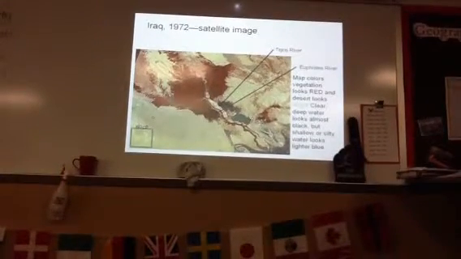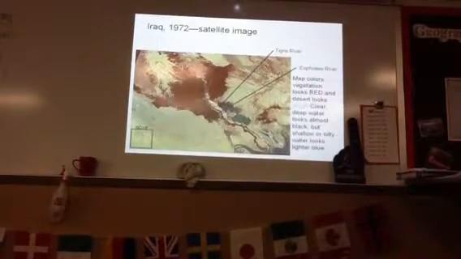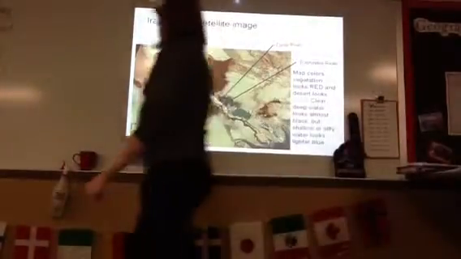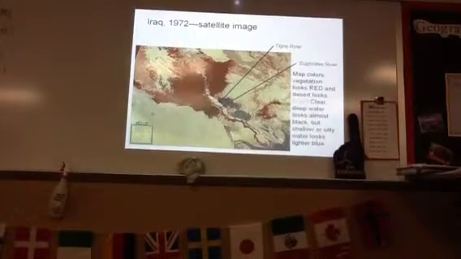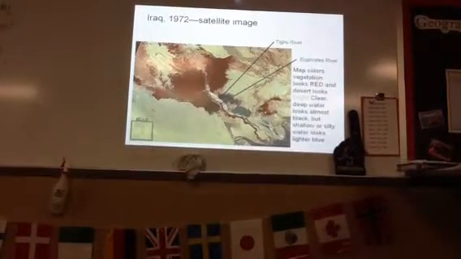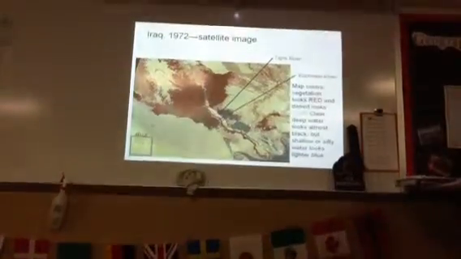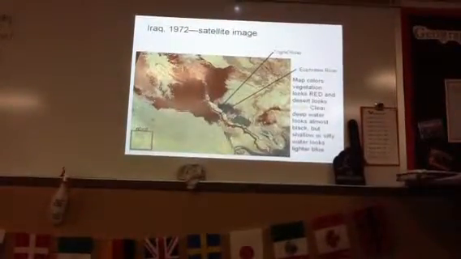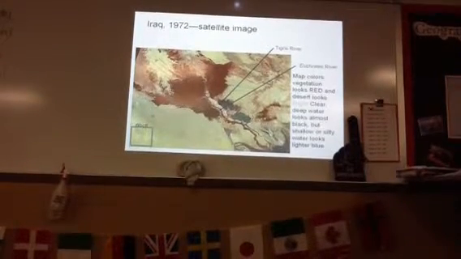The map colors, the vegetation looks red, and the desert looks that bright greenish, brownish color. Some of you might have a hard time telling the difference between those colors. Is anybody in here colorblind? No? Okay. So that dark reddish color is the fertile area, the vegetation, and then the other area is the desert. The water looks black or light blue.